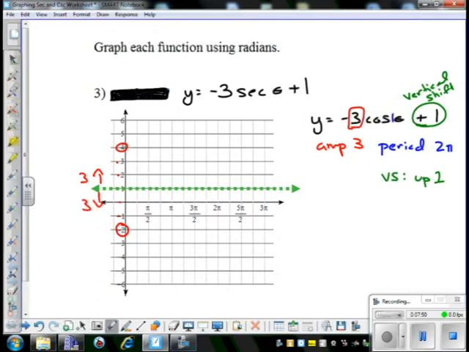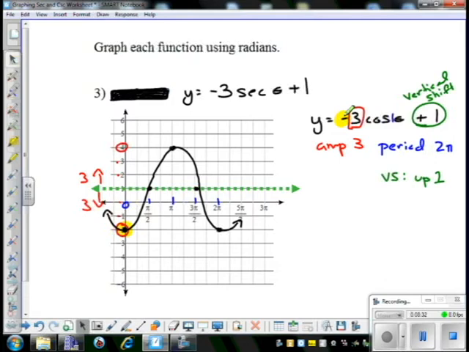Our period again is 2 pi, so we'll be at 0, pi over 2, pi, 3 pi over 2, and 2 pi. Now, remember here that we have a negative sign out front. So instead of starting at the top amplitude, we will start at the bottom amplitude. Next point, we hit our midline. Top amplitude, midline, bottom amplitude. And again, we curve through the points because we are a cosine function and we are a wave.